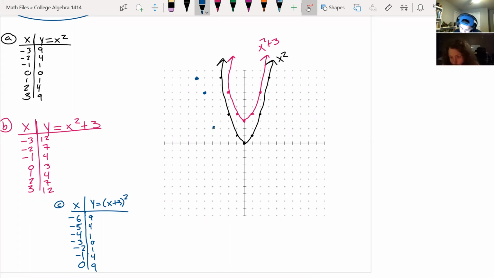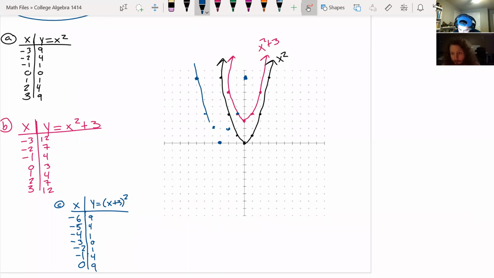And then negative 3, 0. And then negative 2, 1. Negative 1 and 4. 1, 2, 3, 4. And then 0, 9. Let's see. Oh, negative 5, 4. That's not 4. Down here it is. There we go.